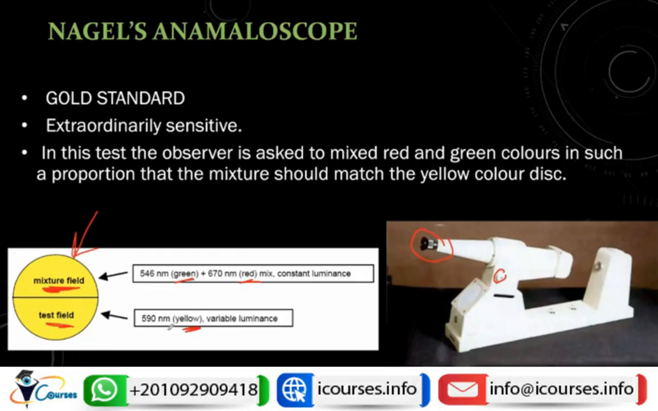Since this test depends on very accurate numbers, like the wavelengths of these colors, we can know exactly how much the patient has color deficiency. So this is very, very sensitive, as we mix two colors of known wavelengths until the patient reaches a final result of known wavelength to match it with a test field which also has a known wavelength.